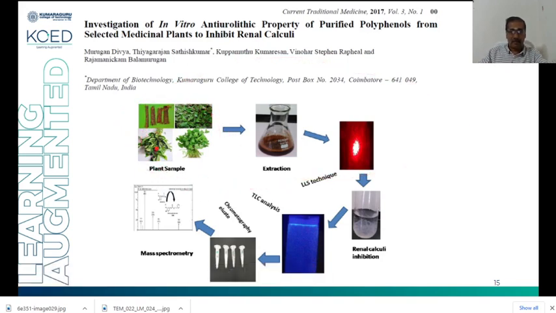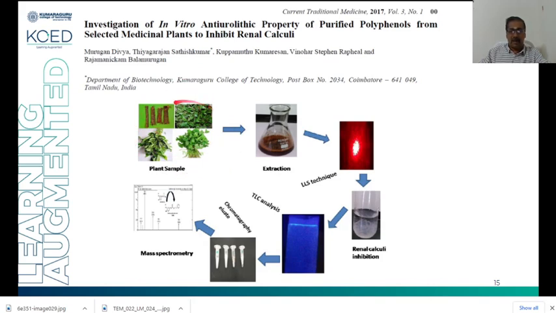Select the right plant. This is, you can see, investigation of in vitro anti-urolithic property of purified polyphenols from selected medicinal plants to inhibit renal calculi. Now again, this is a study which we undertook 5 years back, probably, and we published a paper in Current Traditional Medicine. Now again, the problem is synthetic drugs pose severe side effects. So we carefully investigated. We looked for some natural molecules which may pose very minimal side effects or nil side effects. That is the solution.